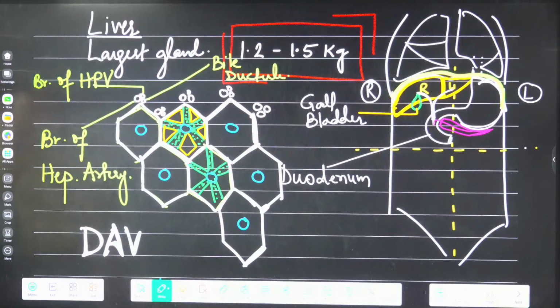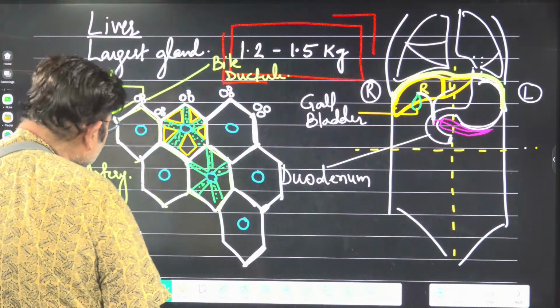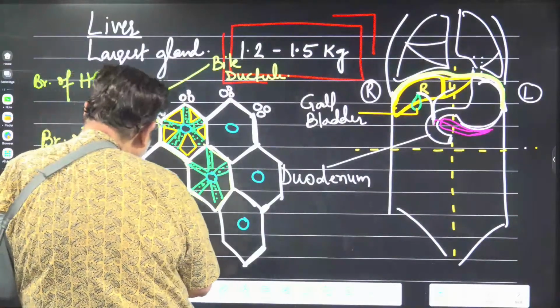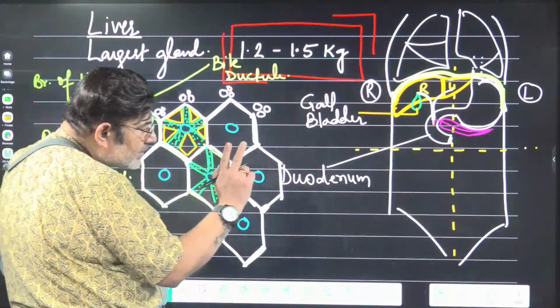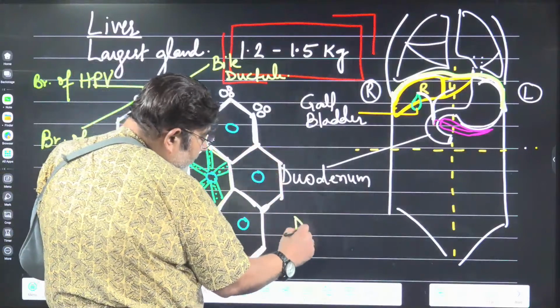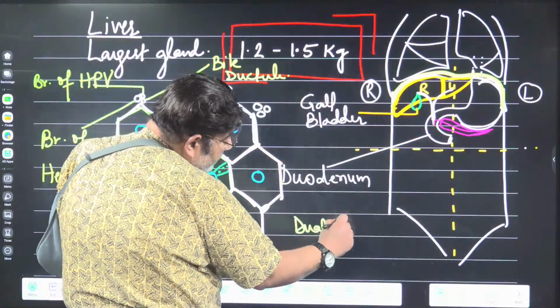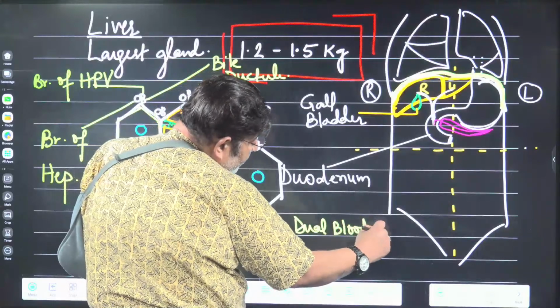In hepatic triad or portal triad, there is a ductule, there is an artery, branch of hepatic artery, and branch of hepatic portal vein. Bachcho, I think you understand. So blood from the artery and the vein is filled here. You know that the liver has a dual blood supply. Dual blood supply.